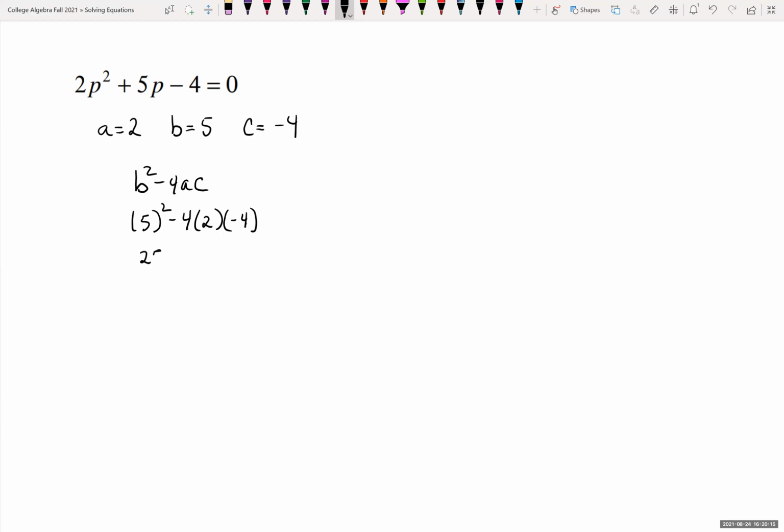5 squared is 25. -4 times 2, that's -8, but -8 times -4, that's positive 32. So summing these up, I get 57. So since 57 is greater than 0, we know that there are two real solutions. It doesn't tell me what my solutions are, it just tells me that there are two real solutions.